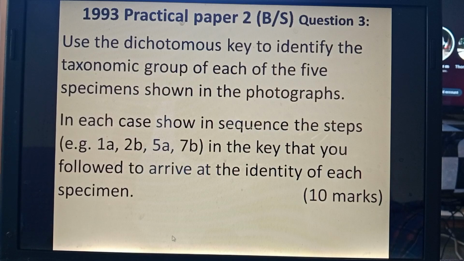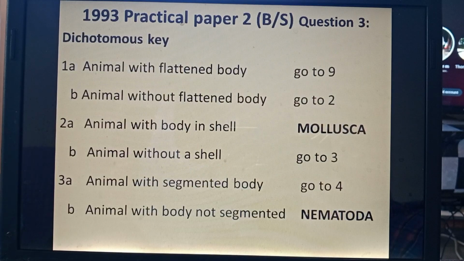Use the dichotomous key to identify the taxonomic group for each of the 5 specimens shown in the photographs. In each case, show in the sequence the steps 1A, 2A, 2B, 5A, or 7B in the key that you follow to arrive at the identity of each of the specimens. So this is the dichotomous key.